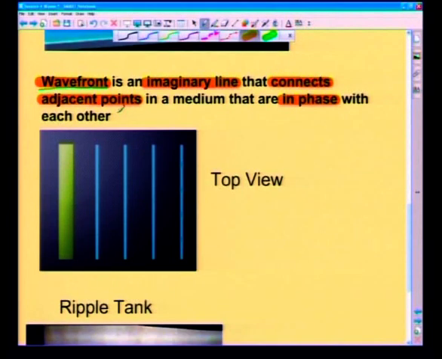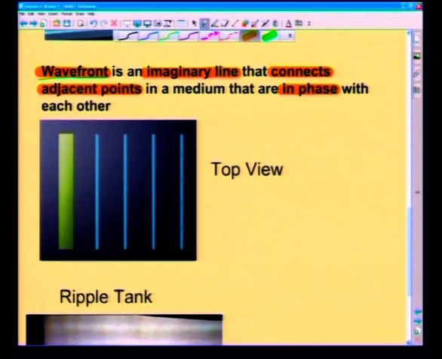so when the points that I was showing perhaps in the previous diagram are put together in that way, a line drawn to connect them will be called a wave front. So a wave front is an imaginary line that connects adjacent points in a medium that are in phase with each other. So that will be a wave front.